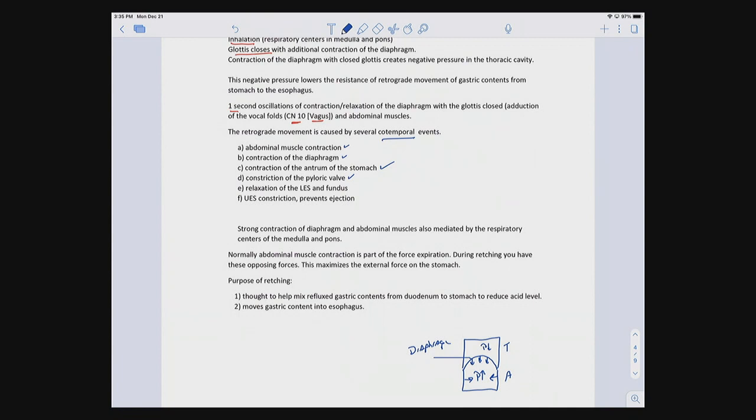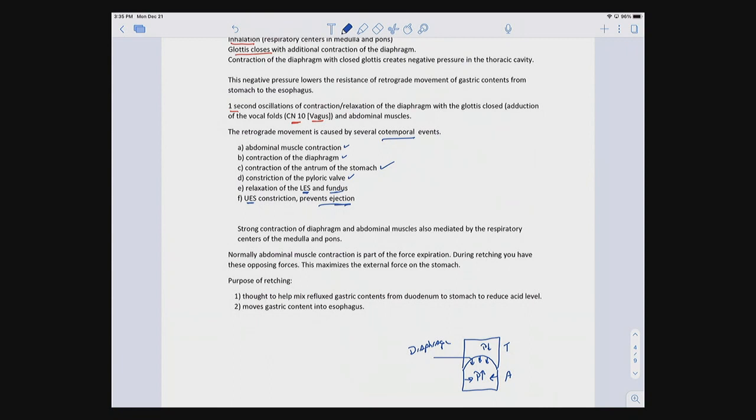At the same time, I'm going to have that relaxed lower esophageal sphincter, and I'm going to have a relaxation of the fundus. And I'm going to have the constriction of that upper esophageal sphincter. And this is actually going to prevent the ejection, so hence the dry heave. So you're going to cycle through that about 1 time a second for a few cycles.